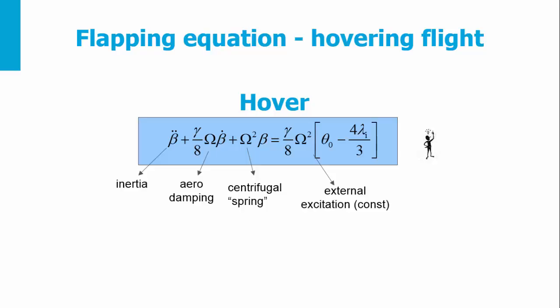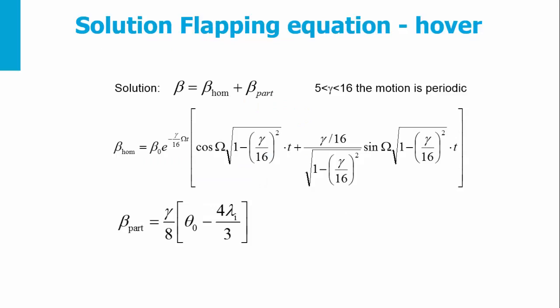So this is also the equation that we know of a mass which is moving on a spring and with a damper. The solution of the flapping equation is of course a homogeneous solution plus a particular solution. The homogeneous solution can be easily expressed and depends on a flapping amplitude and of course on the omega, the RPM of the rotor. And the particular solution corresponds to the free term in the differential equation.